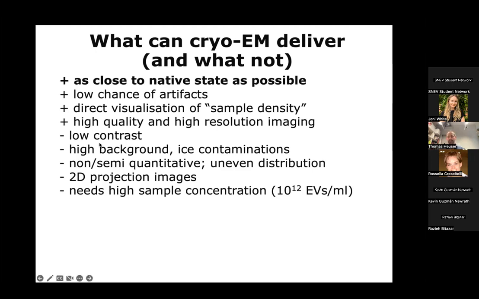We will have a very bad signal-to-noise ratio because we're missing heavy metals. We have this low contrast. We might have high background. There's no way around this, and occasionally ice contaminations. It's also important that these are all not quantitative methods. If you want to measure how many vesicles are in there, electron microscopy is not a good approach. They might not be evenly distributed. I mentioned we're missing 3D information. And for most of these approaches, you need a very high starting concentration.